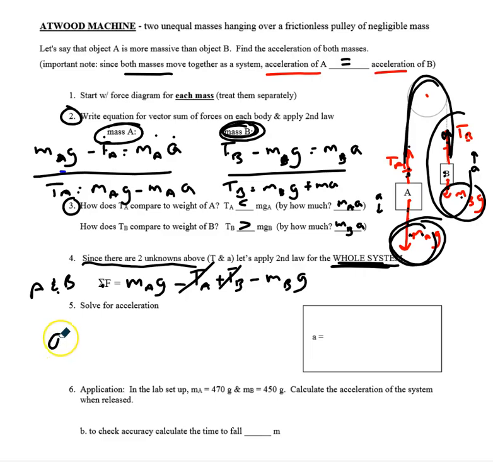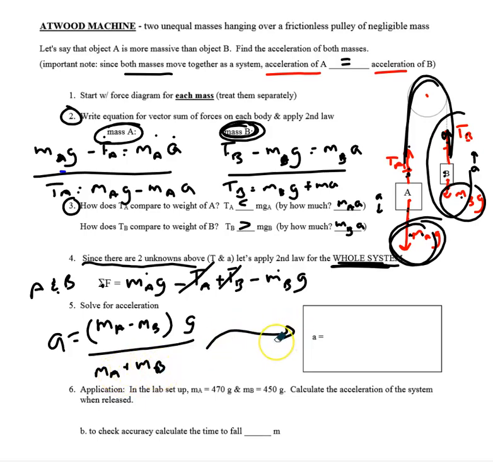I can say for acceleration of the system, then is a net force, which turns out to be MA minus MB. I'm just factoring out the G times G. I just took this minus this. Okay, and then I get divided by the mass. The mass of what? Of the system. And our system is A and B, so it's MA plus MB. And that's actually what goes into here. That's our acceleration for the system.